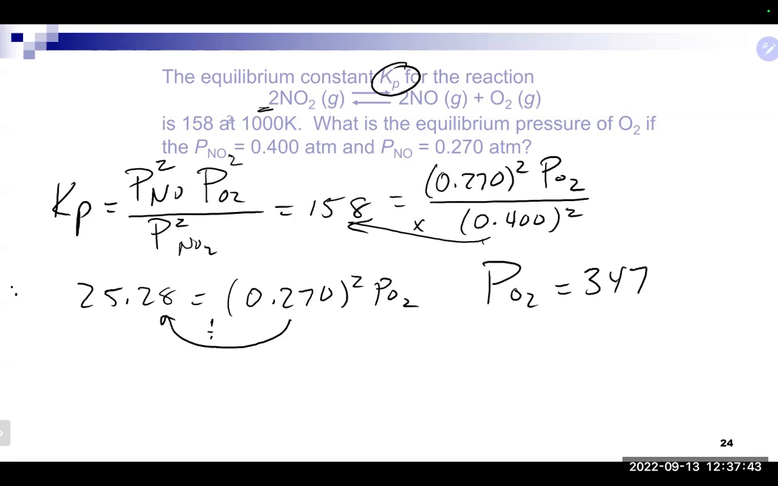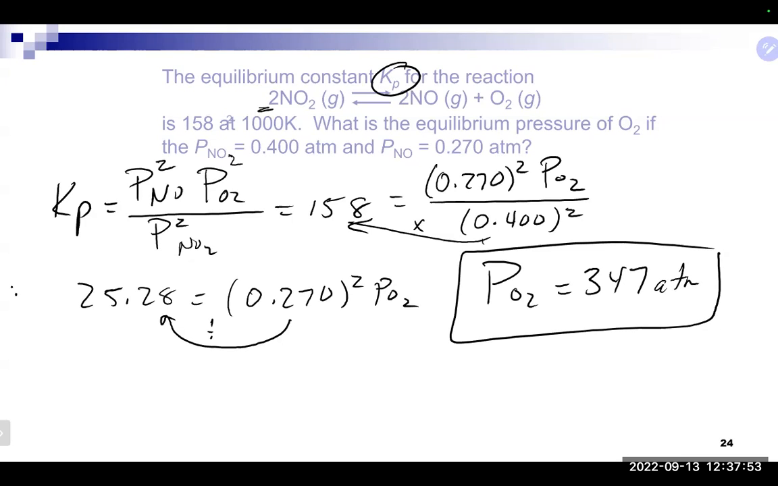Should this have a unit? This should have a unit since it is a pressure, so the unit would be the same as everybody else's, which would be atmospheres in this particular case. Any question on that one there? 158 is a large value of K, right? Which means we should mainly have products at equilibrium, and O2 is a product, so it definitely has a pretty high pressure at equilibrium, which means you probably have a lot of O2 flying around at that point. Any questions on that?